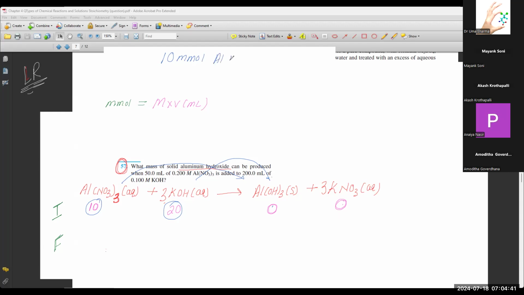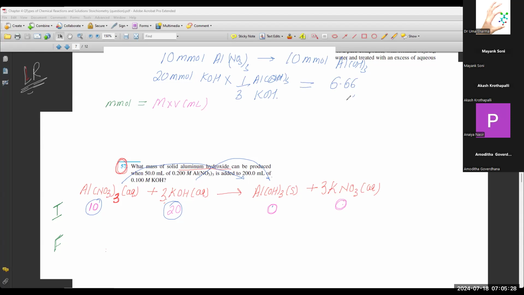10 millimoles of aluminum nitrate can give you how many millimoles of aluminum hydroxide? 10. But you check KOH, 20 millimoles of KOH, plug in the ratio. What is the ratio? 3:1. So 1 over 3. 1 Al(OH)3 over 3 millimoles of KOH. So the answer is 6.66. Akash, you're understanding this? So why did you say that aluminum nitrate is the limiting reactant?